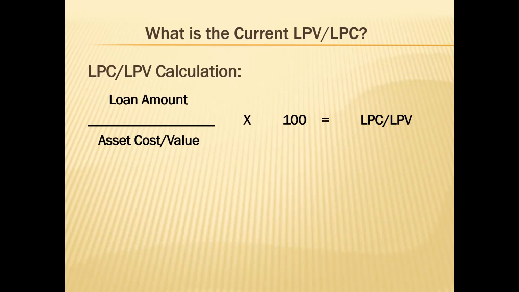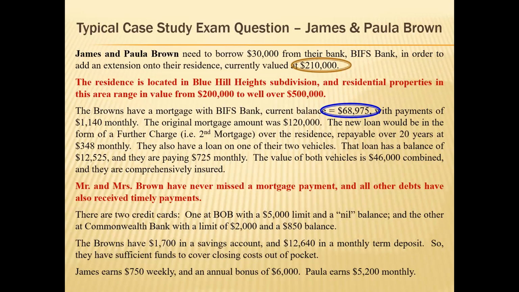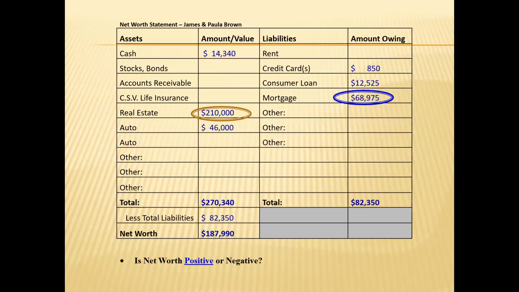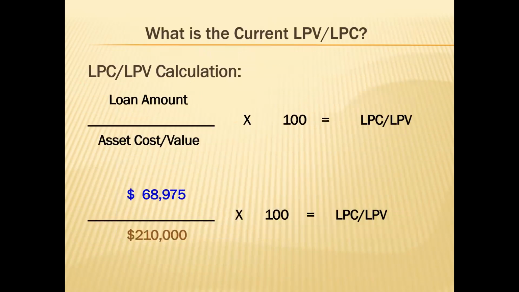The 210,000. Those figures are in our narrative. For James and Paula Brown, we weren't given bank statements, but we were given a narrative. So 210 would be the denominator, 68,975 would be the numerator. Those figures are also in our net worth statement: the 210, the value on the asset side, and the mortgage balance, 68,975, on the liability side.